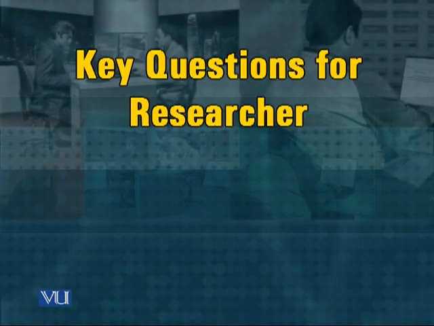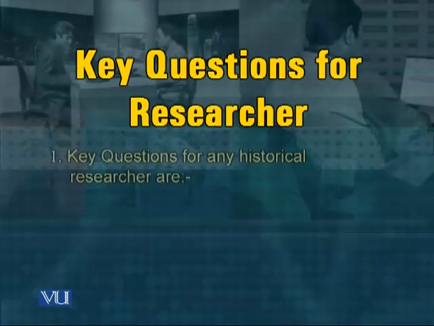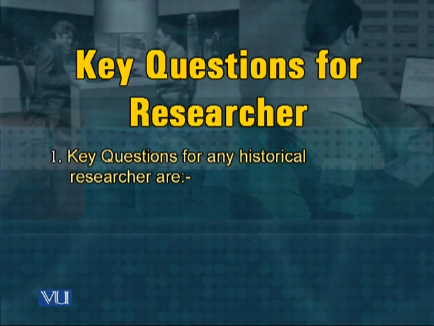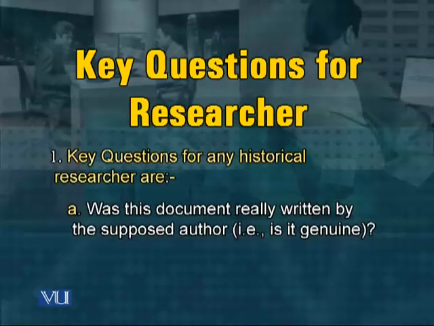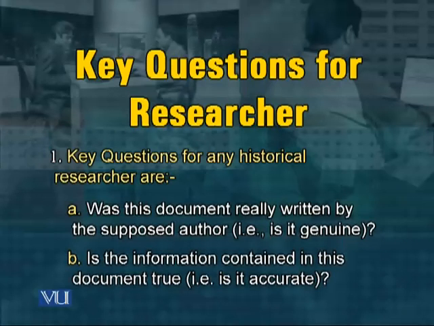There are certain questions for the researcher which he must raise. Key questions for a researcher. The key questions for a historical researcher are, it says, was this document really written by the supposed author? That is, is it genuine? We have talked about it. So this is the first question which must rise in your mind, that really it has been produced by the same person whose name this document bears, or someone else. Read the next question. It says, is the information contained in this document true? You must see whether this information is accurate or not.